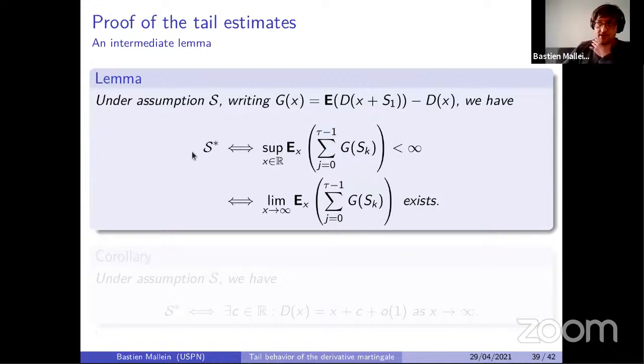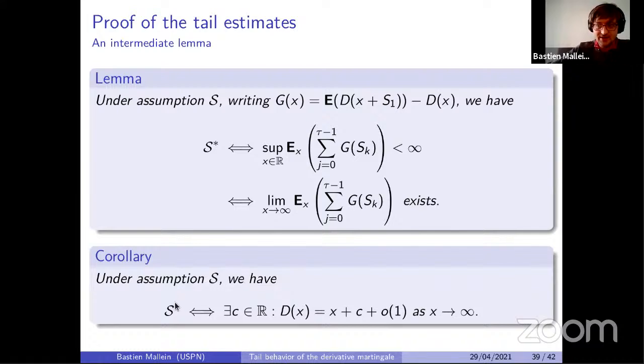So now what was needed to prove is that this integrability condition S star is actually equivalent to the fact that the supremum for x in R of the expectation starting from x of this sum is finite. And because we have a little bit of structure on the function g, we also obtain that if this supremum is finite, then the limit always exists, because g is not exactly increasing with x, but it's almost increasing. So we get just enough structure so that we can show this limit to exist.